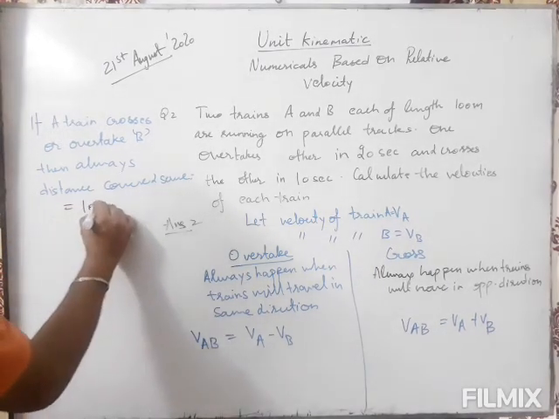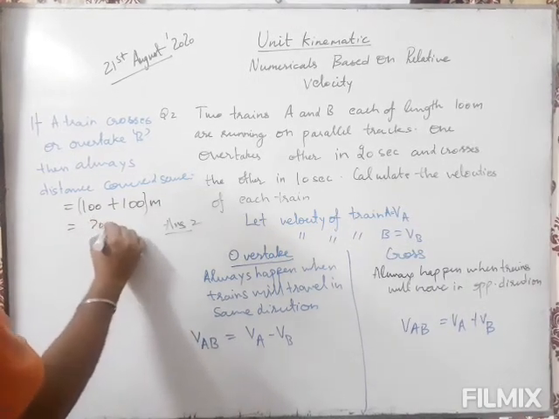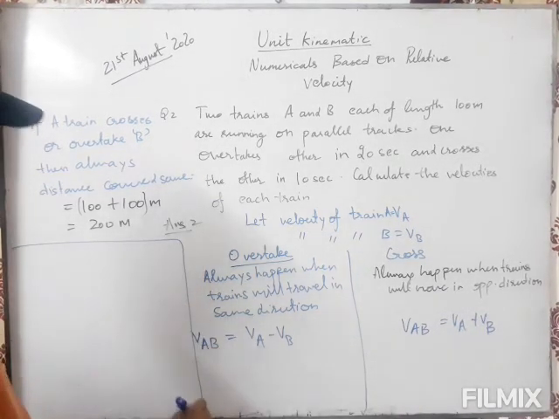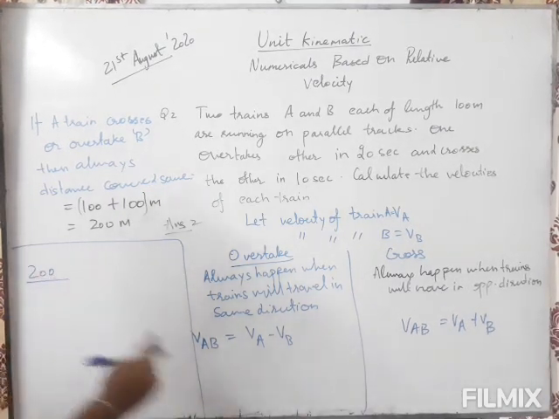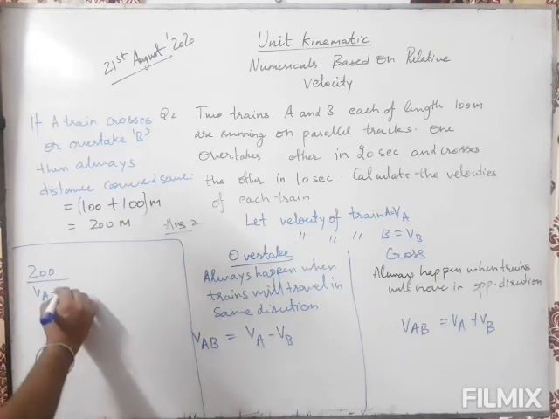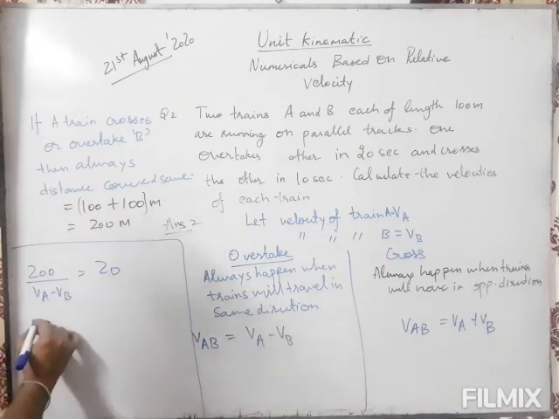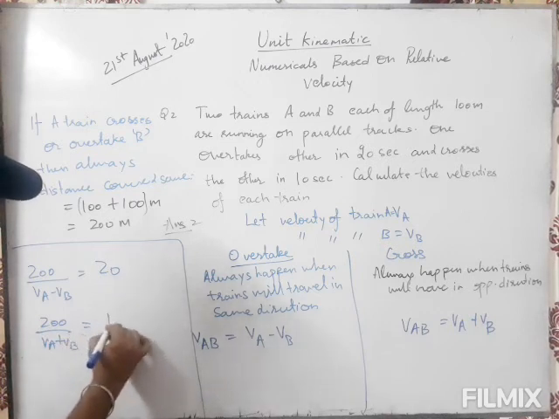That will be equal to the length of both trains, 100 plus 100 meter, that is 200 meter. So distance is given to us, times are given to us, and we need to find the velocities. So we will be formulating an equation. We take the case of overtaking and the case of crossing. Distance is given as 200, and Va minus Vb equals 200 over the overtaking time, which is 20. In case of crossing, Va plus Vb equals 200 over 10.